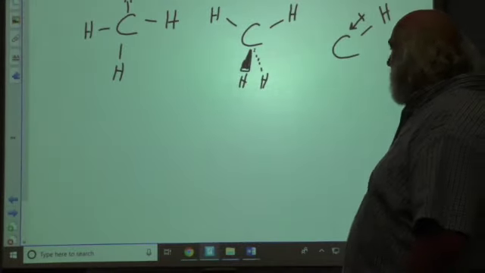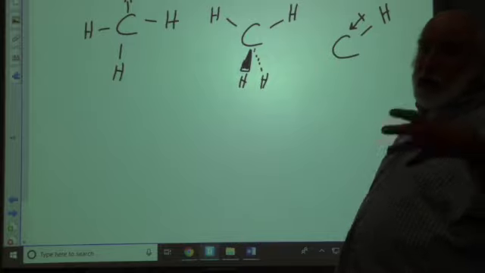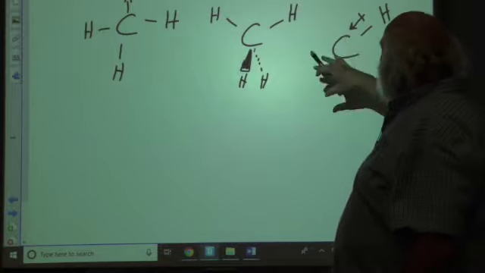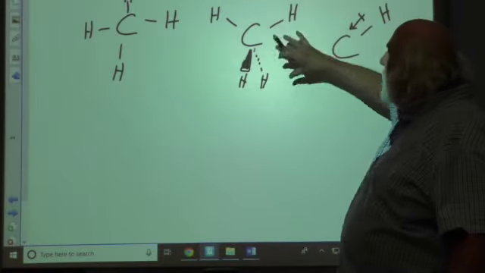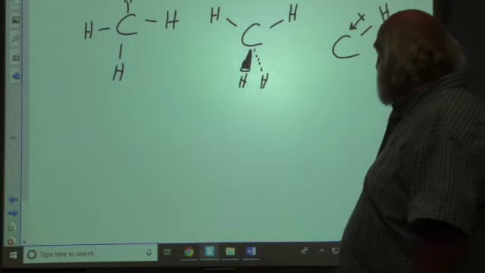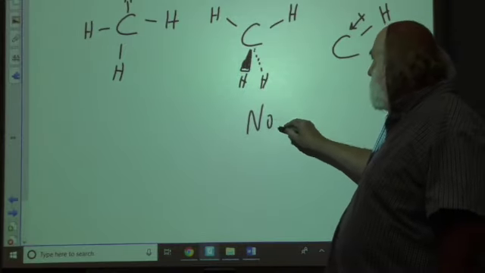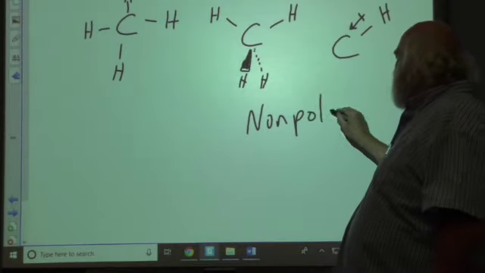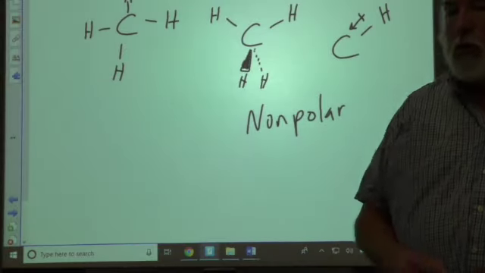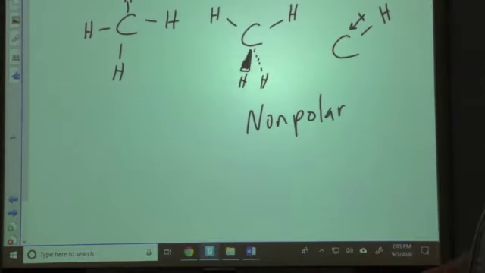So that means there is not one area that is more positive or negative than the other when you take a look at the whole molecule, because that negative part is being completely covered by equally powerful hydrogens. So this is known as a non-polar molecule. Now, like I said, most molecules are polar. This is an example of a non-polar.